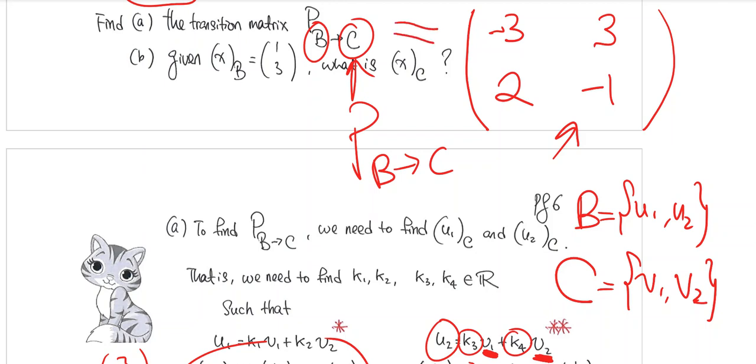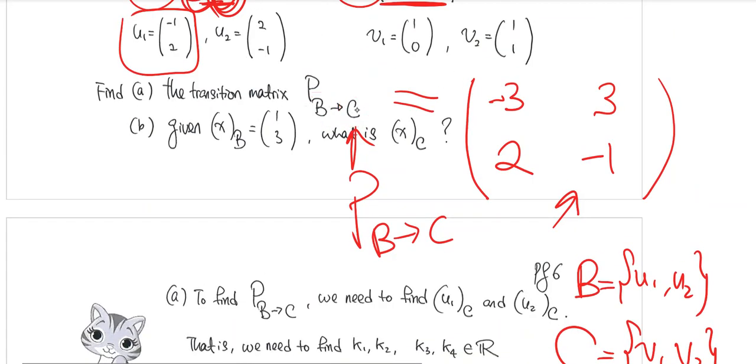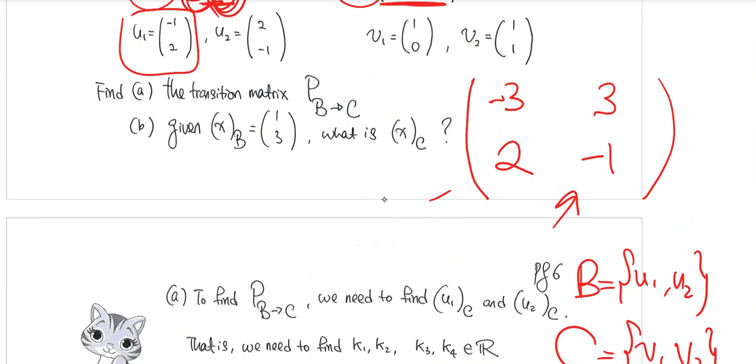So this is the transition matrix from B to C. The transition matrix from B to C is given by this. Now that is everything from definitions. Everything is from definitions, nothing fancy.